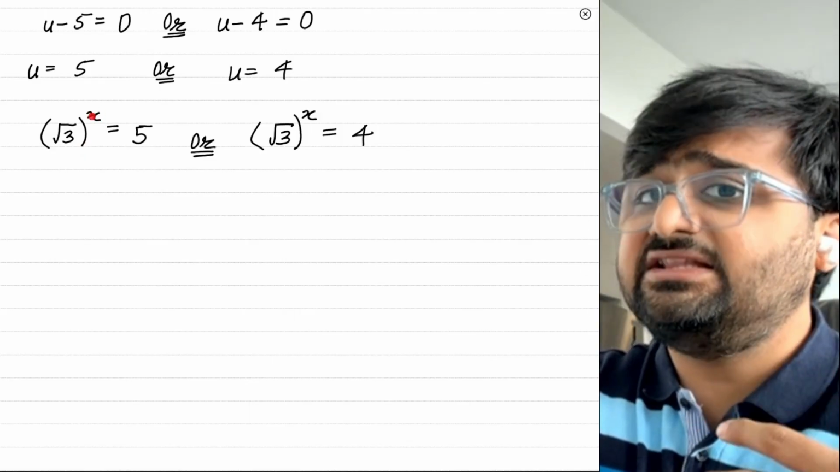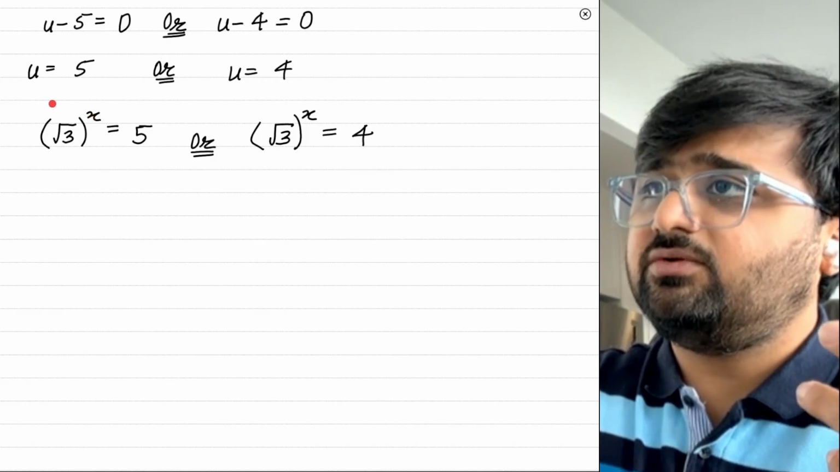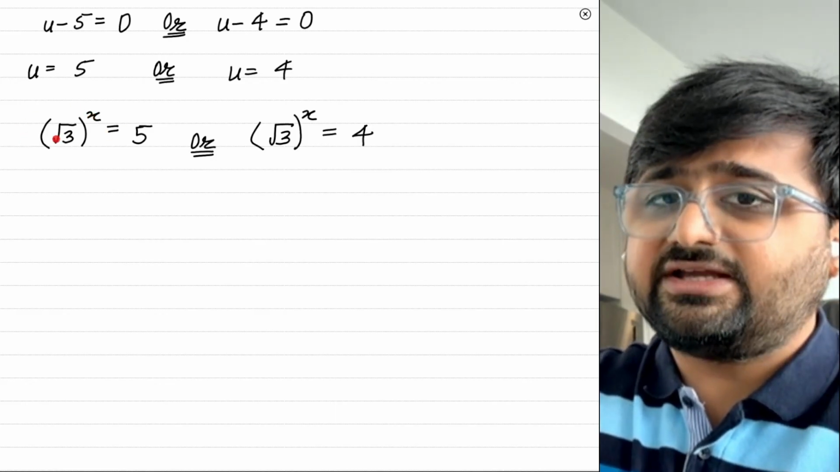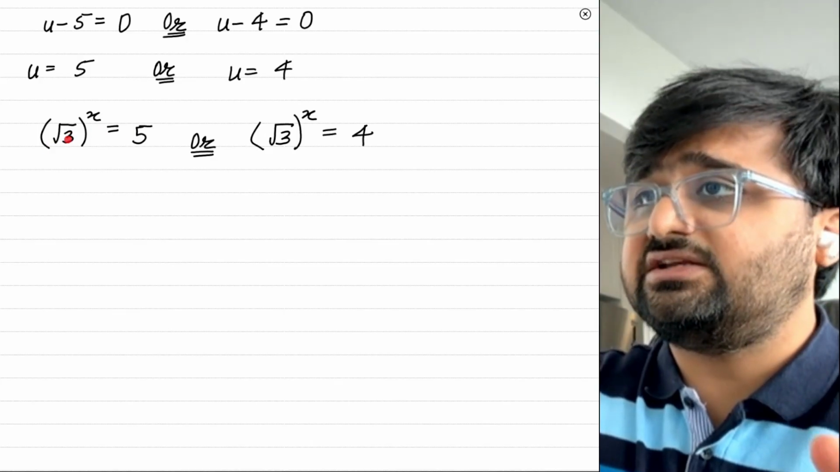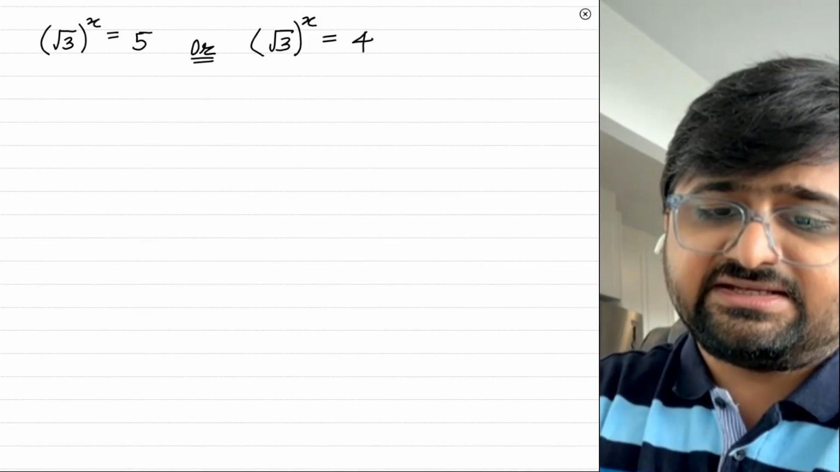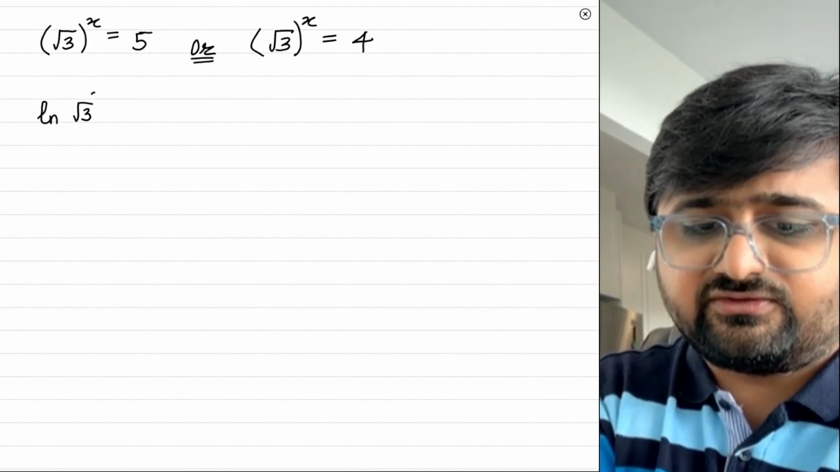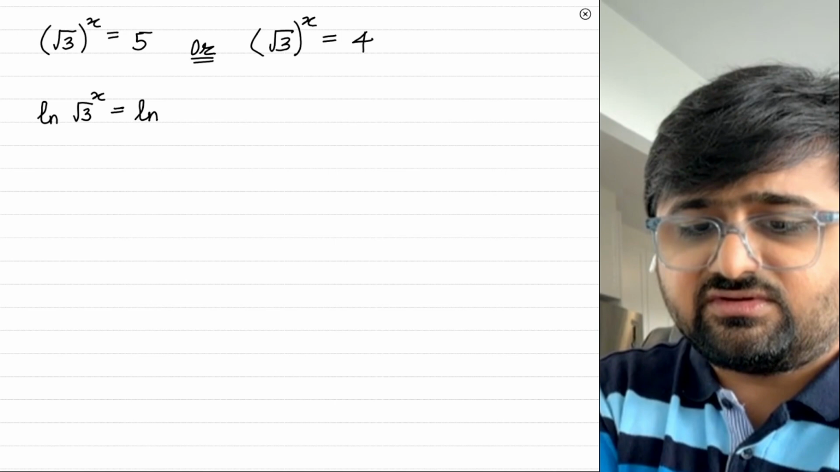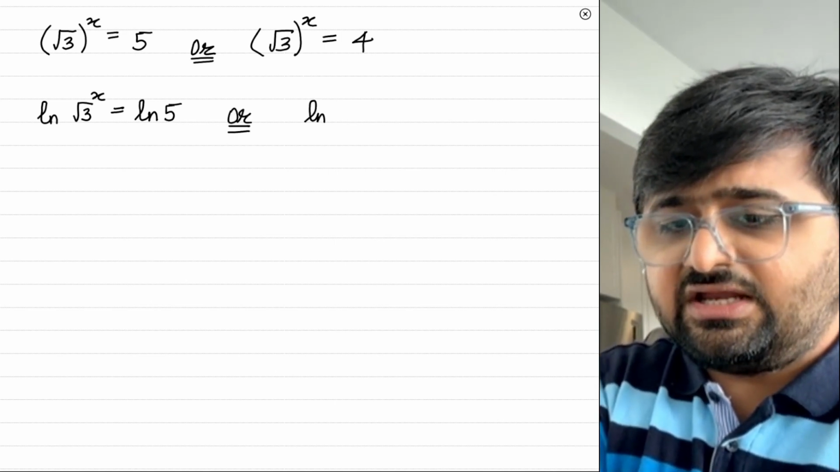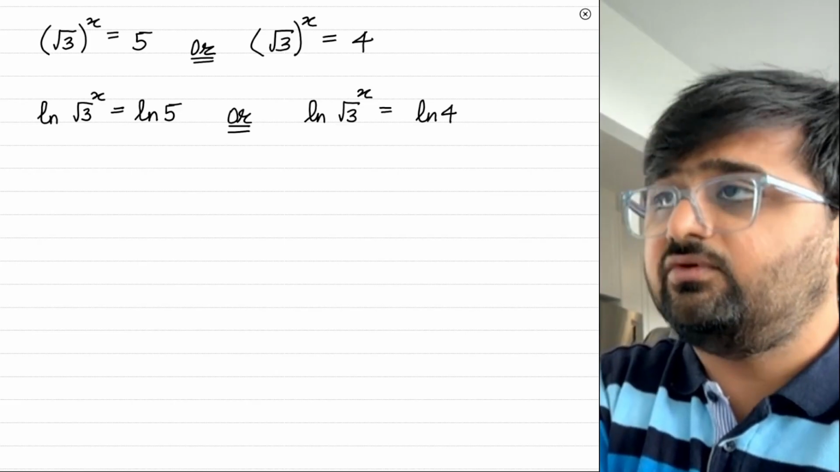Because x is in the power. Whenever there is a variable in the power and you want to bring that variable down in order to find the value of that variable, log or ln is such a thing that you can take help of. So we can take ln on both the sides in order to find the value of x. So we have ln square root of 3 to the power x is equal to ln 5, or ln square root of 3 to the power x is equal to ln 4.